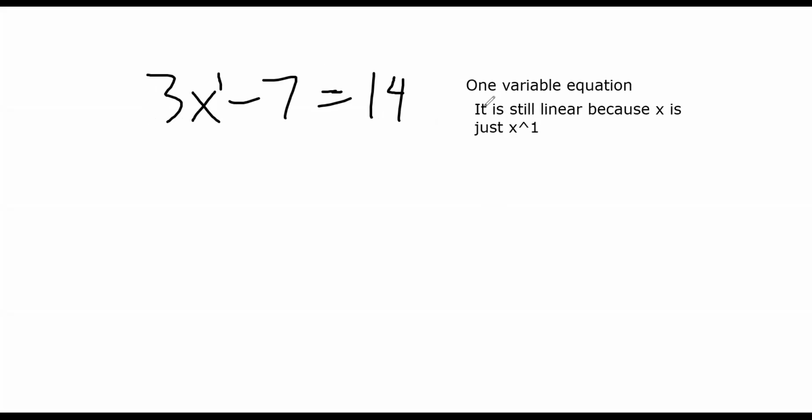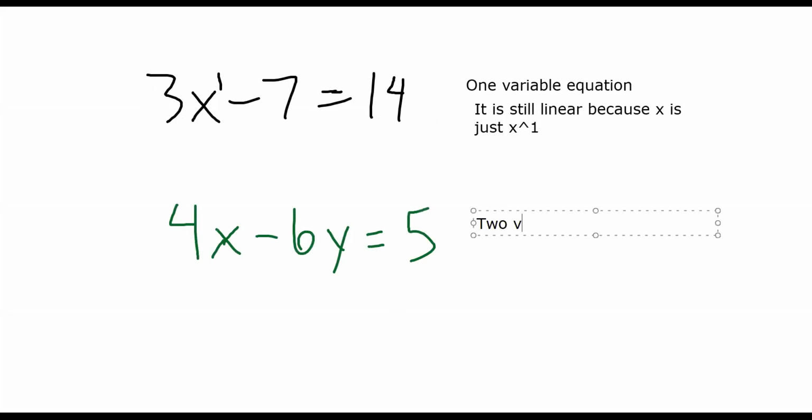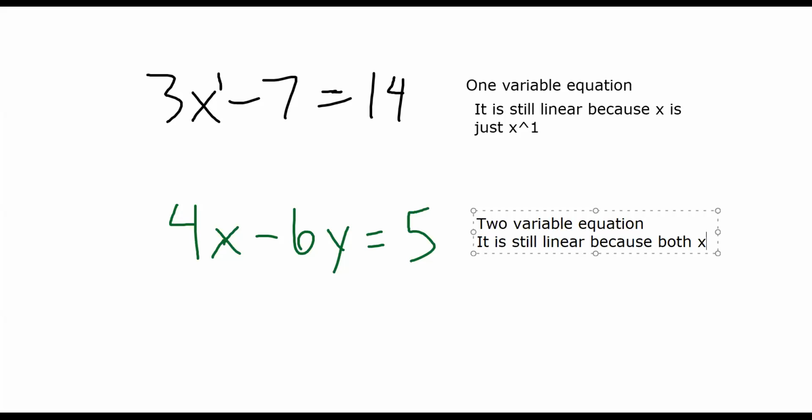Now, we're going to have a two variable equation. So we have both x and y. This is a two variable equation. It is still linear because both x and y just have a power of the first, even though it's not written, it's implied. That is pretty much the standard for what makes it linear. You can have linear equations in 17 variables, as long as each of the variables is just raised to the first power. That's how it works.